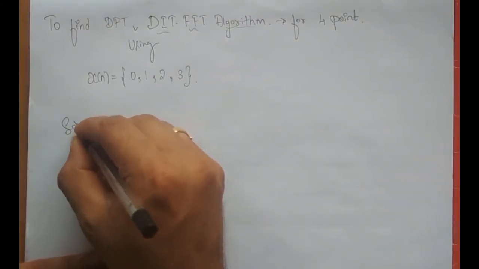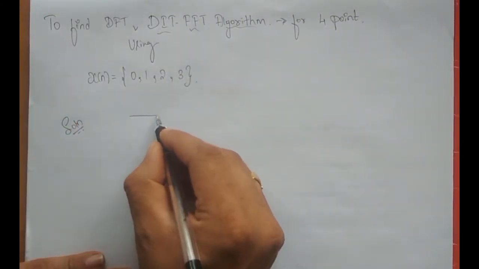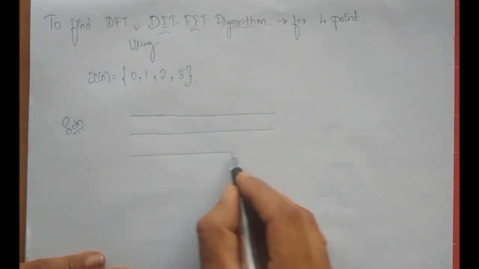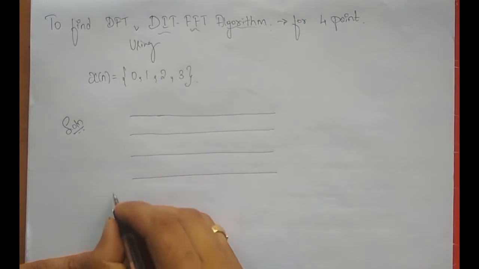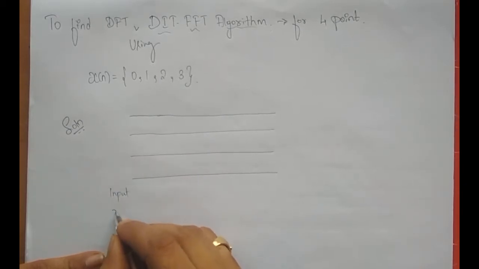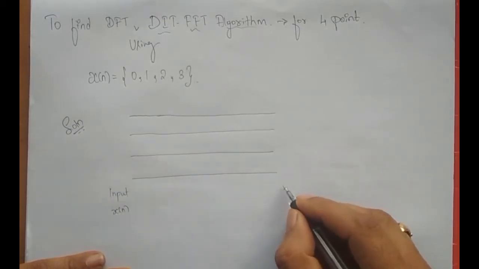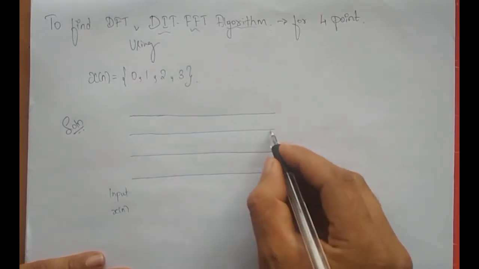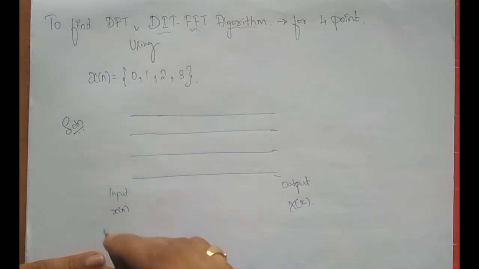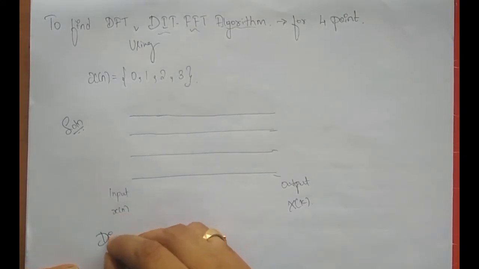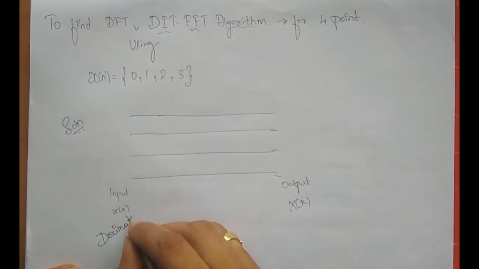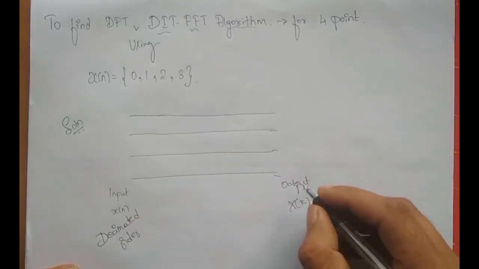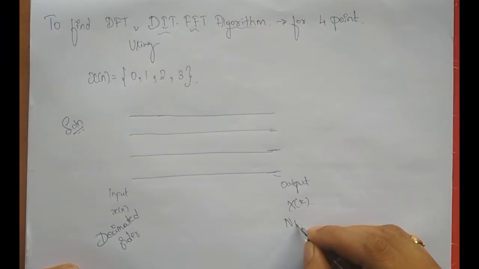Solution: the flow graph for the 4-point DIT FFT algorithm is something like this. So the input is time domain x of n and the output is frequency domain X of k. Since it is decimation in time, the time domain has to be in what order? Decimated order. Whereas the frequency output, which is frequency domain, has to be in normal order.